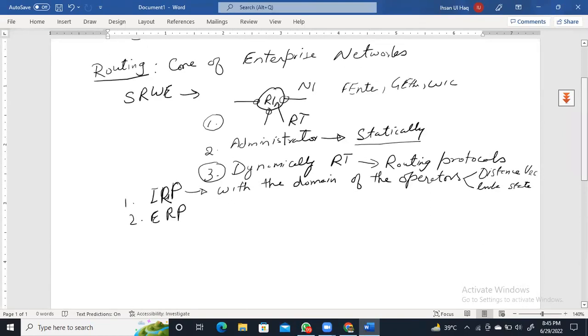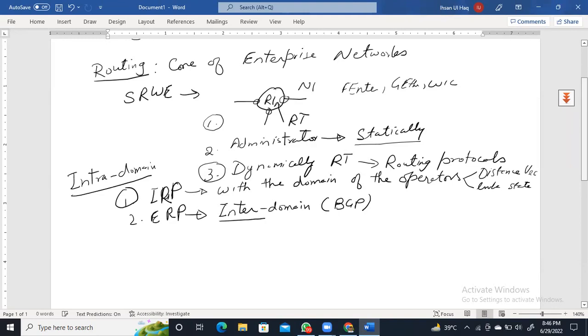I explained, but first I should write that the exterior gateway, which is between domains, that is, the inter-domain routing protocols, may I call it. The inter-domain routing protocol example is BGP. While the examples of the intra-domain, I may call it number one as the intra-domain routing protocols. Intra-domain and inter-domain. I hope you understand the difference between the two.